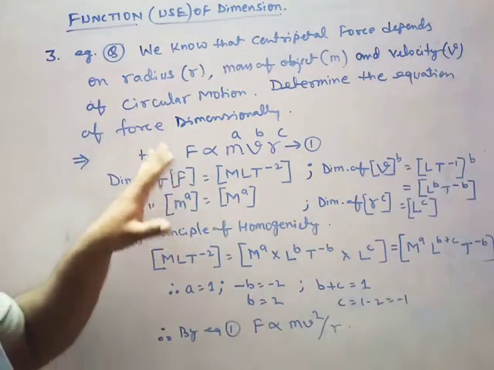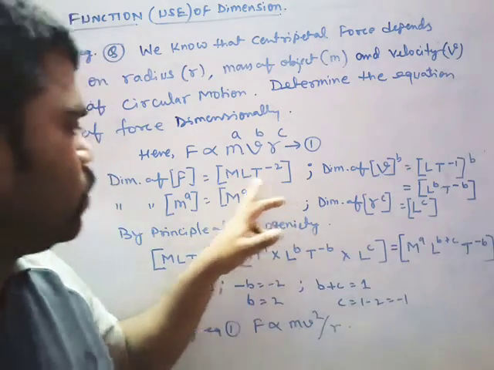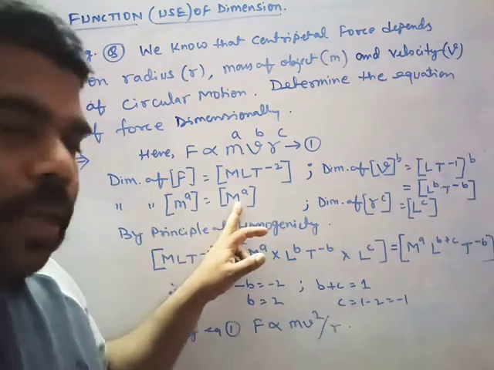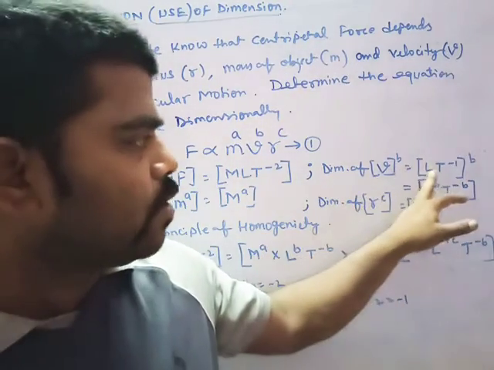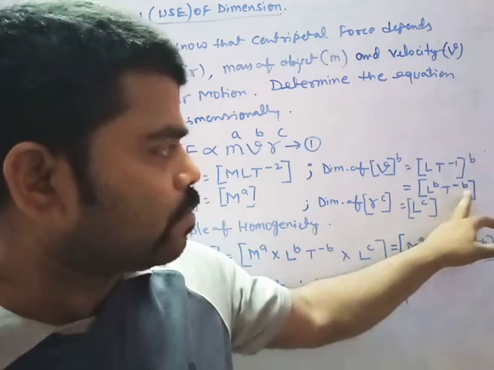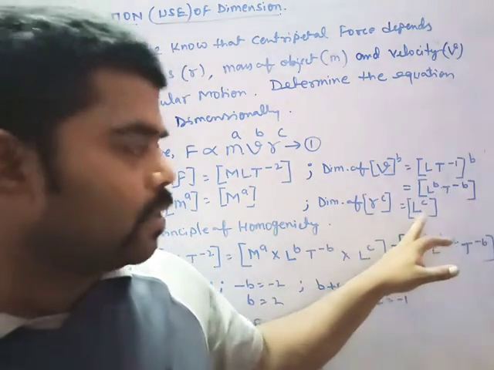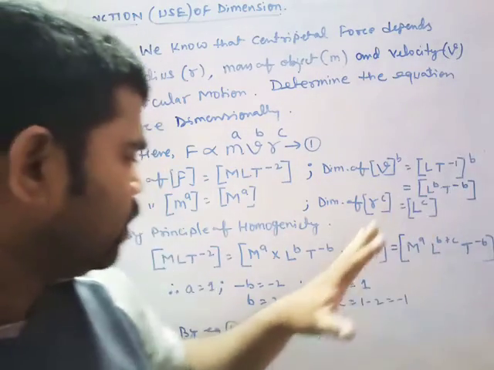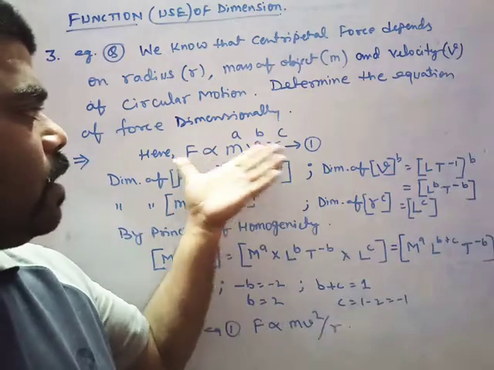ओके, फर्स्ट वी फाइंड द डायमेंशन ऑफ फोर्स. यू नो MLT minus 2. डायमेंशन ऑफ मास M ही होता है, टू द पावर a लगा दो बिकॉज इट इज a. वेलोसिटी b, वेलोसिटी इज LT minus 1 to the power b, सो इट इज L^b T^(minus b). देखो मल्टीप्लाई करने से ये आएगा. रेडियस इज अंडर द लेंथ, c लगा दिया. क्लियर. आफ्टर दैट नाउ प्रिंसिपल ऑफ होमोजेनिटी क्या कहता है कि बोथ द डायमेंशंस आर इक्वल.